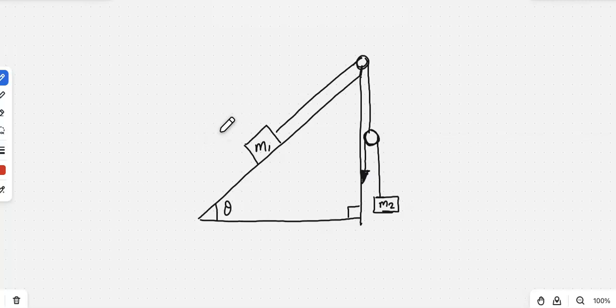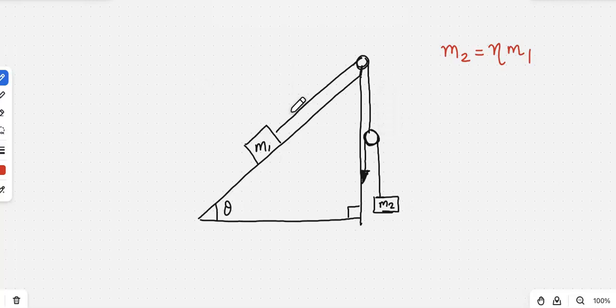Hello everyone, this is a pulley and wedge system. There are two pulleys: this one is a movable pulley and this one is a non-movable pulley. This block has mass m1 and this block has mass m2. Mass m2 is given to be eta times mass m1, and we have to find the acceleration of both the blocks.